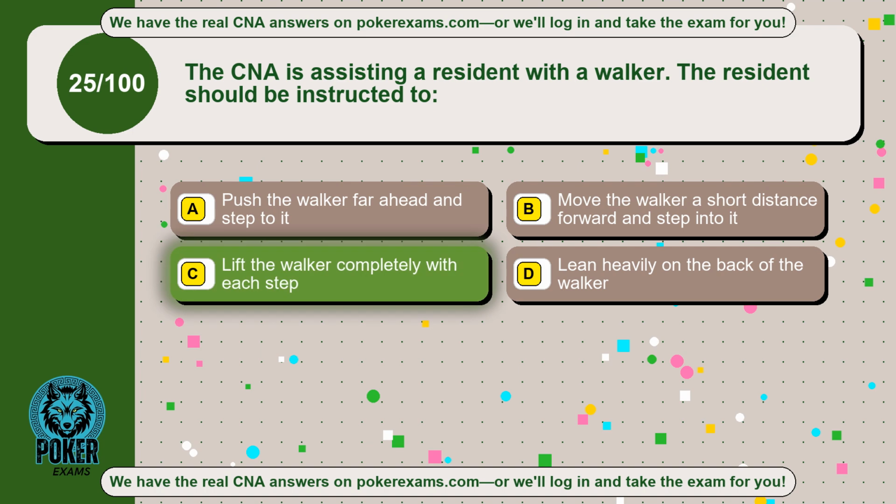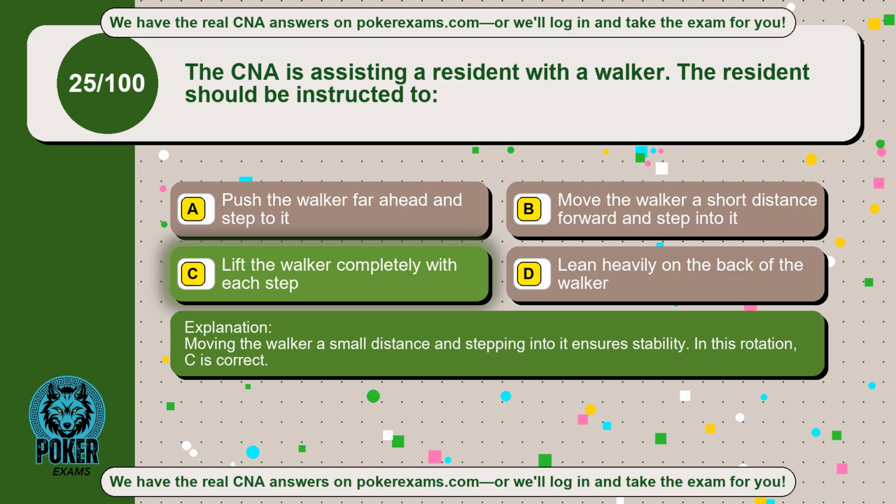The correct answer is option C. Lift the walker completely with each step. Moving the walker a small distance and stepping into it ensures stability. In this rotation, C is correct.